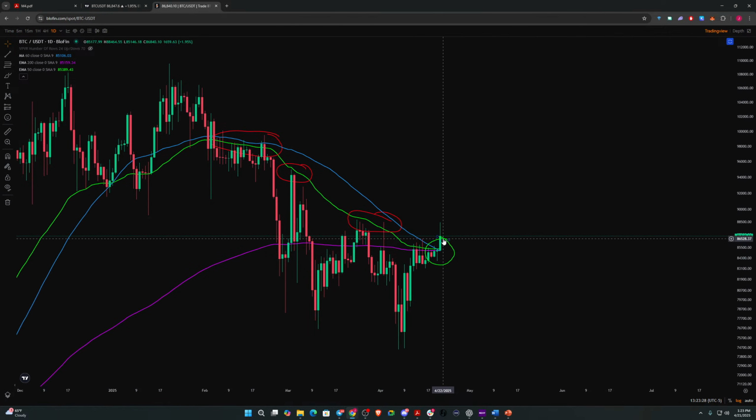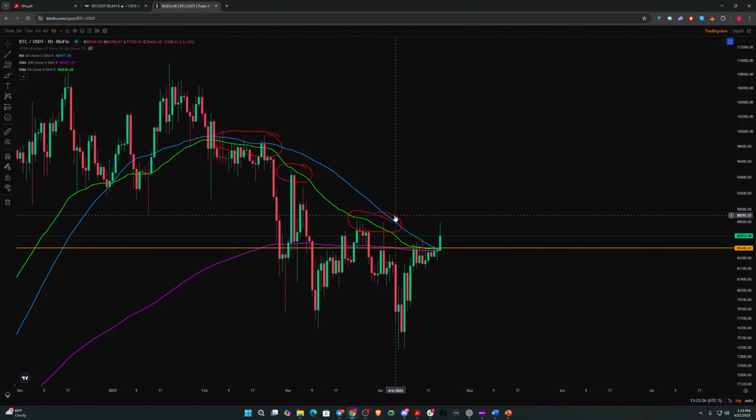And so I wouldn't take this lightly, especially if we can close the daily in about 5 hours above all three of these moving averages. At that point, what I would be doing is I would be looking at this level as major support now. This inflection point, you know, 85,500, I'll be looking at this as major support.